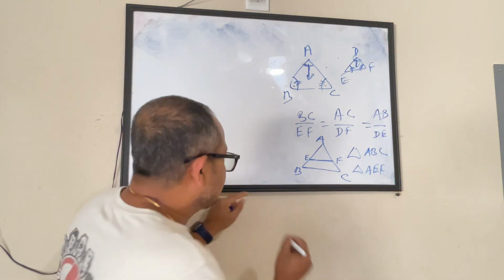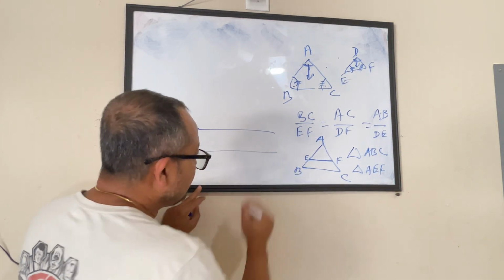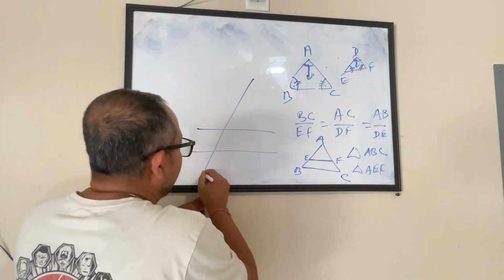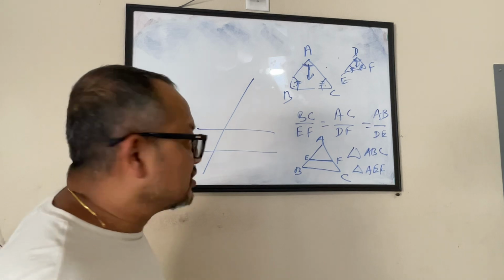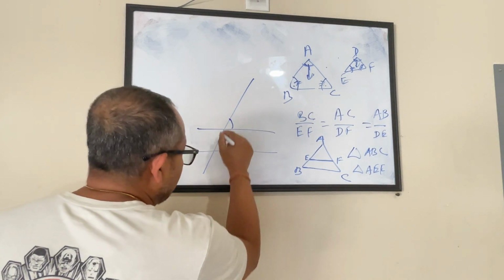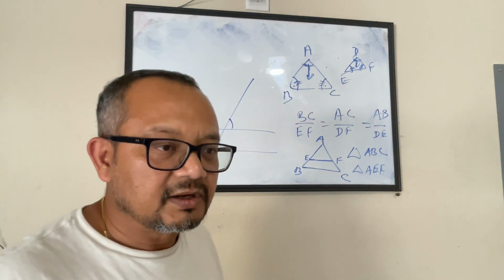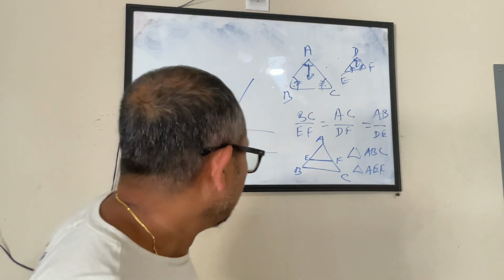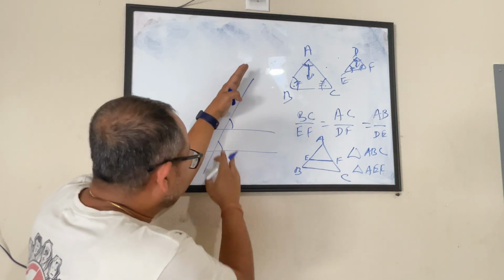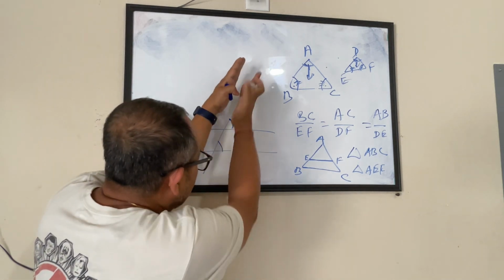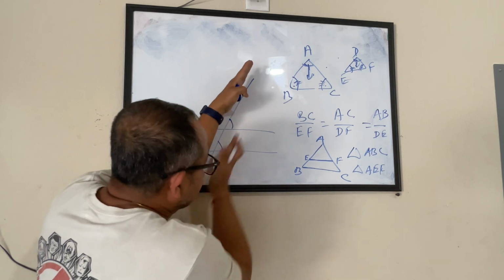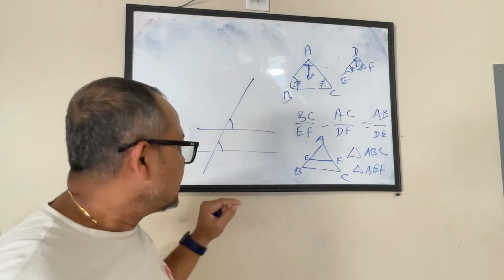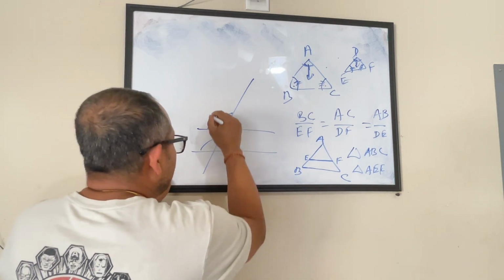Now look at this. If you remember parallel lines, if I have a pair of parallel lines and one line intersecting both of them, do you remember what these angles are called? Corresponding angles. Yes. Why are they called corresponding angles? Because they are on the same side of the intersecting line, and they are both above the parallel lines. Similarly, this angle and this angle will be corresponding.